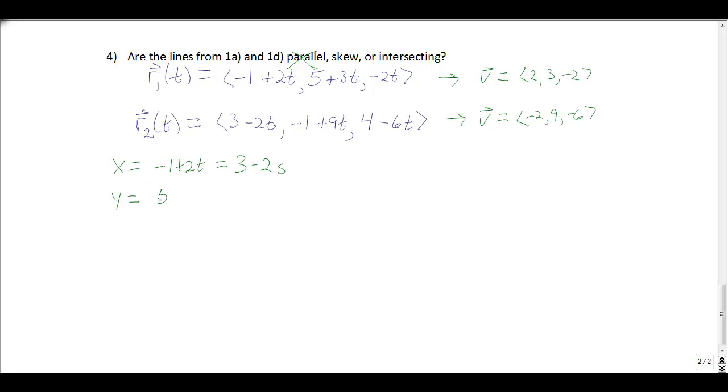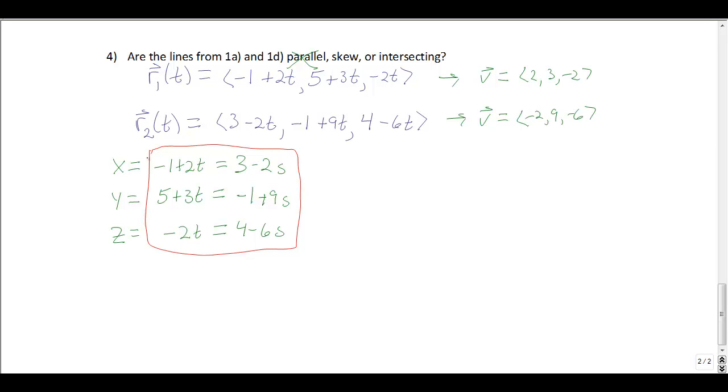The y is 5 plus 3t equals the y component of the second line, which is negative 1 plus 9, and I'm going to put an s where the t is. And then for the z's, I have negative 2t equals 4 minus 6s. So now again, we've got 3 equations, 2 unknowns, sort of more equations than we need. The question is, can we find a solution that works for all 3? You could, if you're aware of those, use matrix techniques, but we're just going to solve this somewhat roughly here, without any real strategy, just doing things that work out.